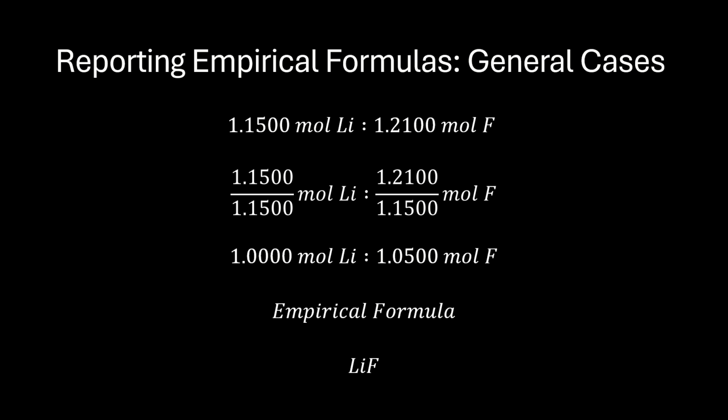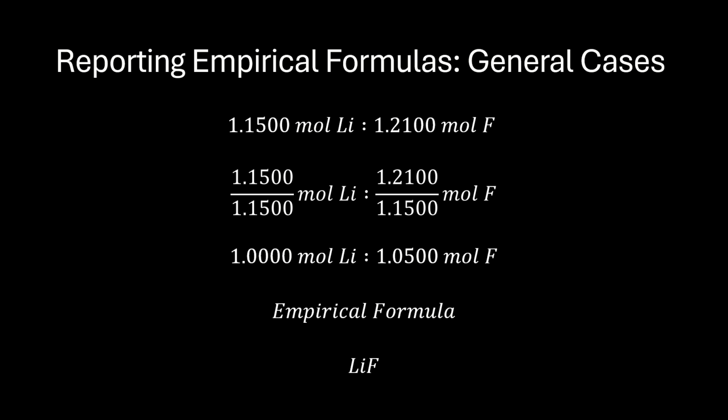When it comes to reporting empirical formulas, the next few examples are going to be general cases. So essentially, for anything that is not a hydrated salt. Let's say after you do an experiment and you determine that you have a ratio of 1.15 moles of lithium for every 1.2100 moles of fluorine. That's essentially taking your gram amounts and converting them to mole amounts.